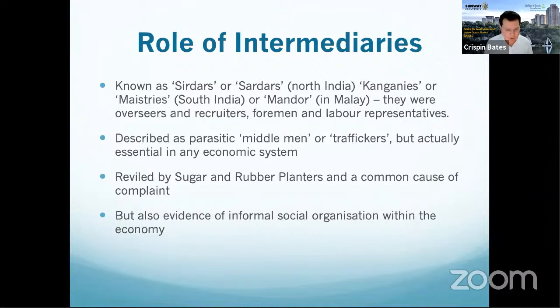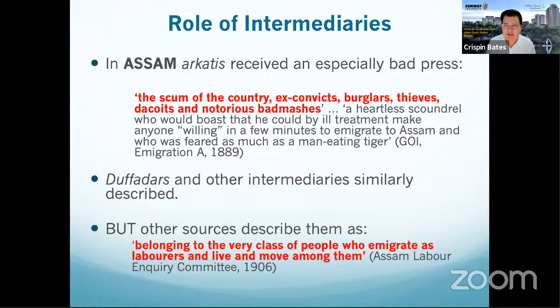But I would argue there was also evidence of informal modes of social organization within the economy of the migrants, which bound them together and provided vital services. In Assam, the arkatis received an especially bad press. They were described as the scum of the country: ex-convicts, burglars, thieves, dacoits, and notorious badmashes. Duffadars and other intermediaries were described in similar terms. But at the same time, other sources described them as belonging to the very class of people who emigrate as laborers, and who live and move among them.